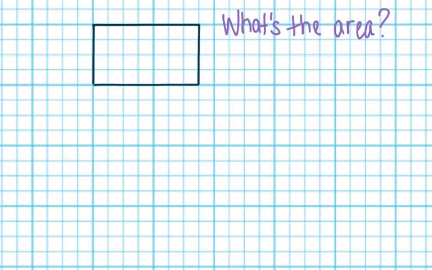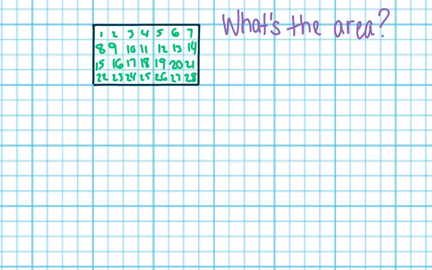Here we have a rectangle and we're asked to find the area. You're probably familiar with this, but you could take and count out all the units. 1, 2, 3, 4, 5, 6, 7, and so on all the way out to the end, which ends us at 28. So the area is 28 square units.